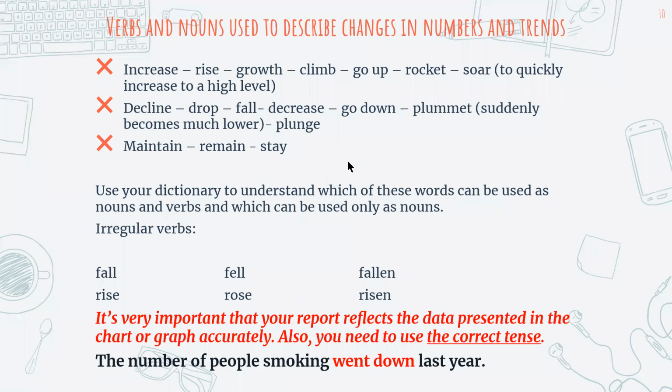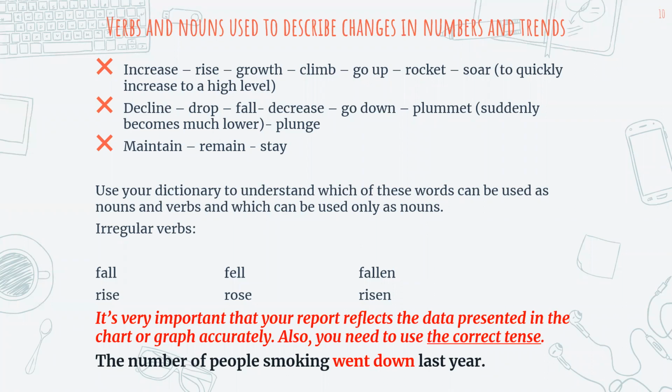Now let's move on to the language itself, the verbs, the adjectives, and the adverbs that you need to use to write your report, because so far we have done nothing except try to come up with the key features of the visual data. But now we need to sit down and start typing or writing. Verbs and nouns used to describe changes in numbers and trends.